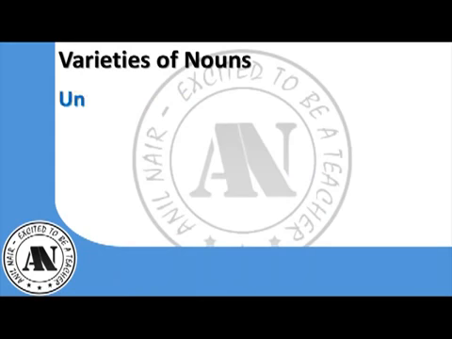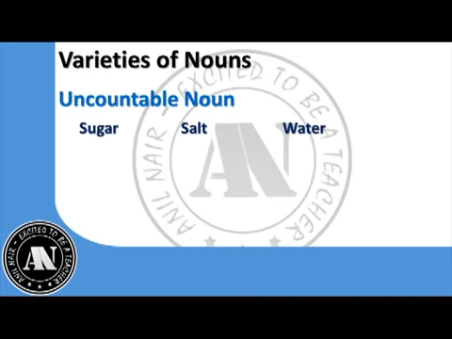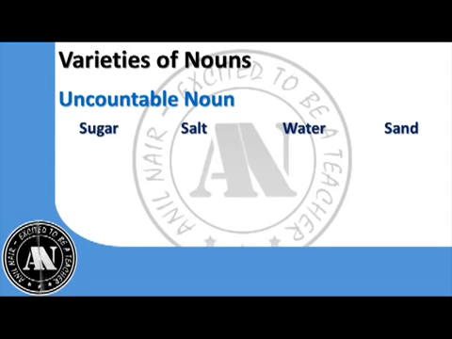Next comes the uncountable nouns. In contrast to the countable nouns, anything that you see and cannot count is classified under uncountable nouns. Instead, these can be weighed or measured. For example, sugar, salt, water, sand, all abstract nouns, all units of measurements, all these come under uncountable nouns.